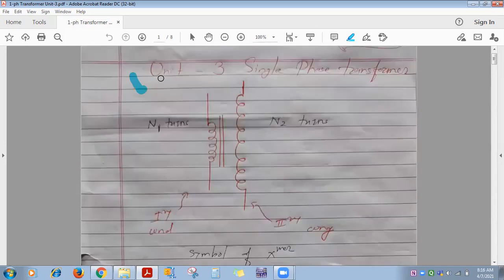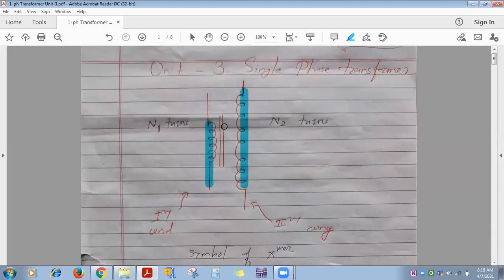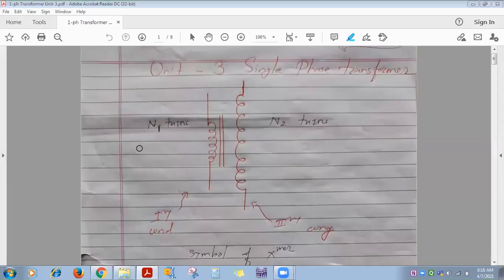Whenever you draw any electric or electronic circuit and have to represent the transformer, this is the symbol you can use. In the symbol of the transformer, there are the primary winding, the secondary winding turns, and two straight lines indicating the magnetic core. If it is a step-up transformer, show more turns on the secondary. If it is a step-down transformer, show fewer turns on the secondary. So this is about the symbol of the transformer. Now we'll see its working principle.